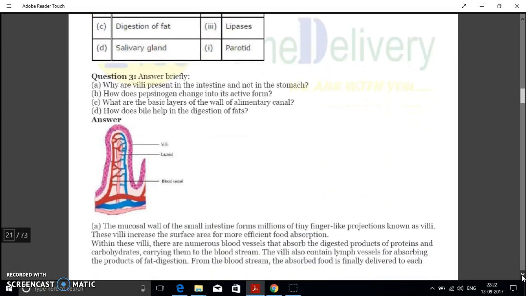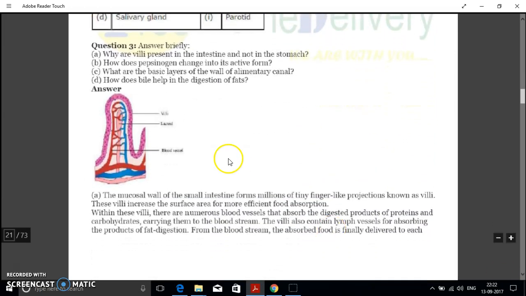So the question number 3: why are villi present in intestine and not in stomach? How does pepsinogen change into its active form? What are the basic layers of wall of alimentary canal? How does the bile help in digestion of fat? So these 4 questions cover many important concepts. So starting with the first question, why are the villi present in intestine and not in stomach? To make you understand, I will also use Hindi and English mixed so that you better understand the concept.